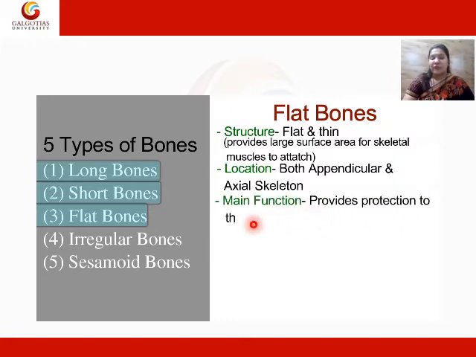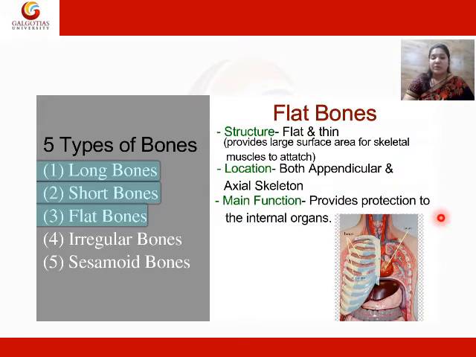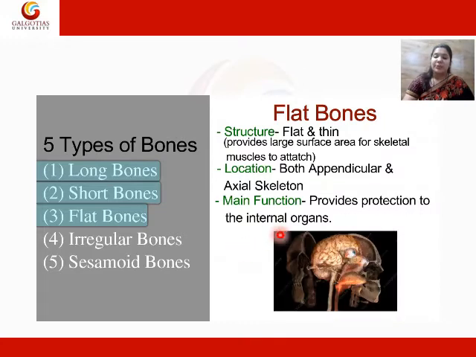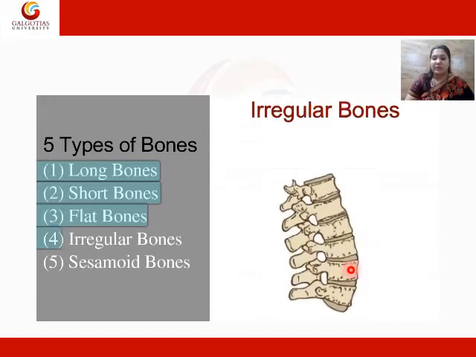The main function of the flat bones is to provide protection to the internal organs. All the flat bones are present where there are vital organs underneath. As in the rib cage, the heart and lungs are protected, whereas in the skull, the brain is protected inside the cranium. So the flat bones provide a boxy cage which helps in protection of the internal organs.